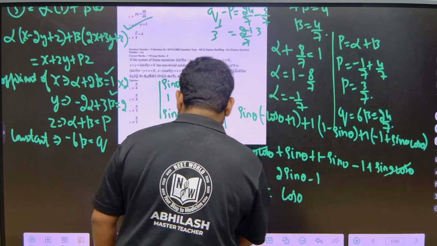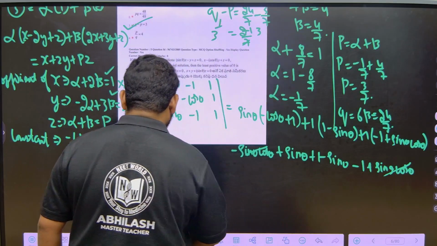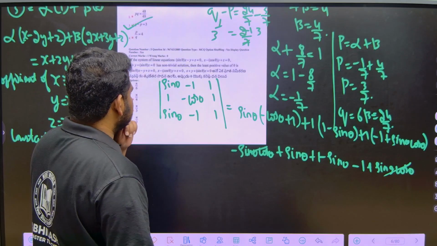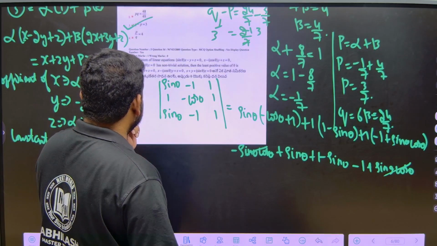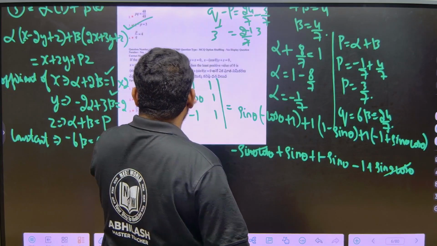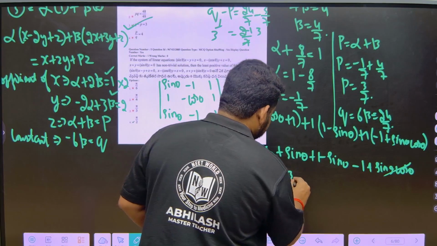This will be equal to 2 sin theta is equal to 1. So non-trivial solution means this should become equal to 0. Non-trivial solution means the least positive value of theta, this should become equal to 0. So on simplifying this, I will get cos cube theta is equal to 0.